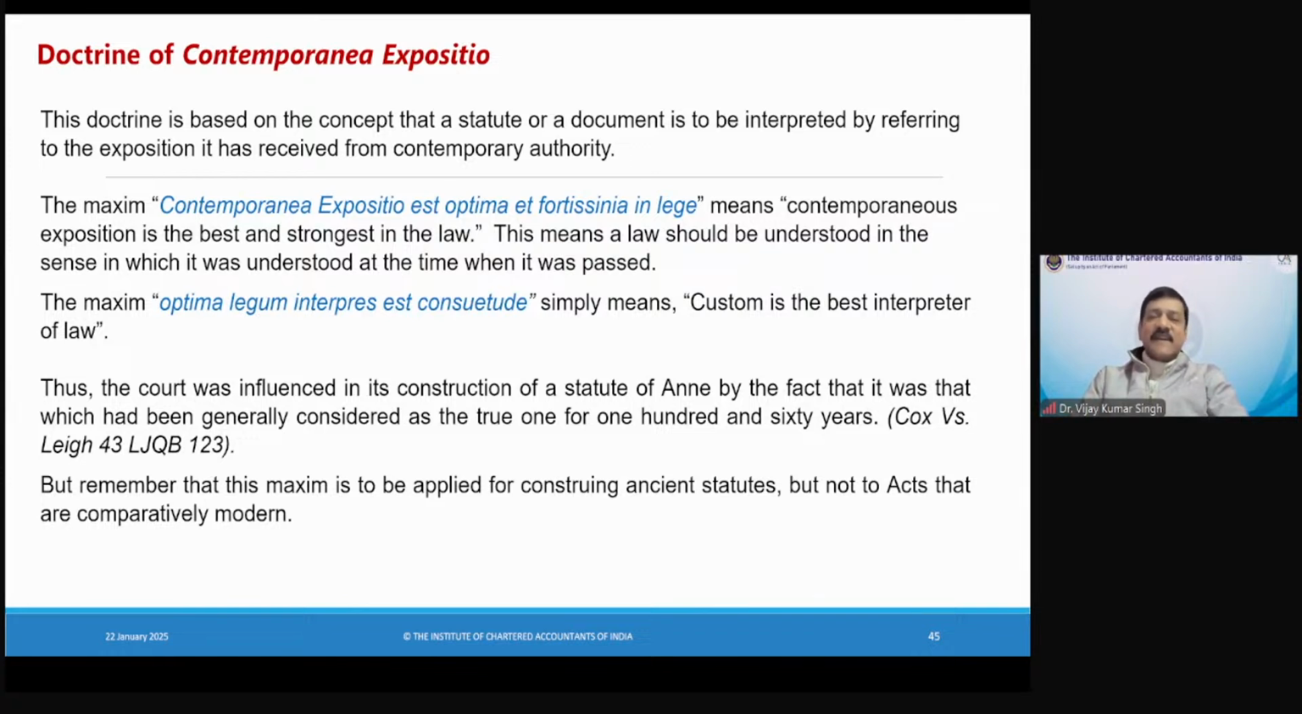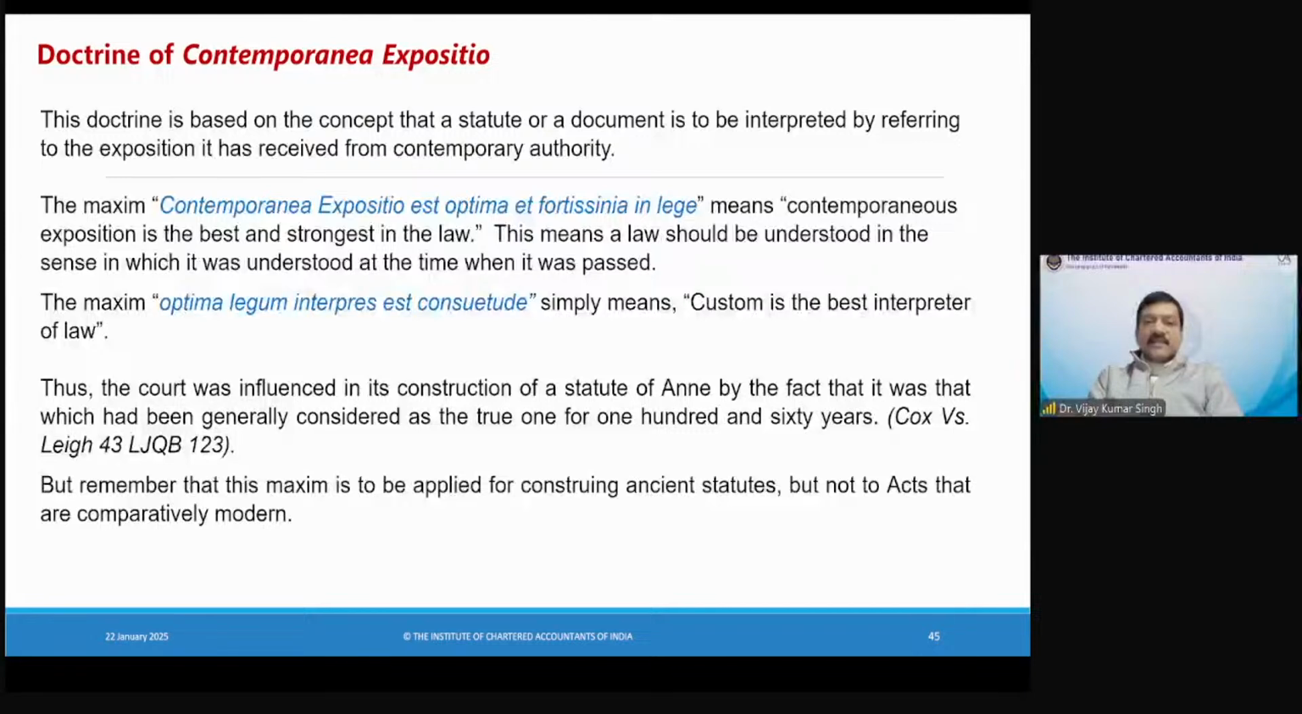To my understanding, this maxim has not very much meaning for you people, but still, since it is mentioned, you have to just remember the meaning of this particular maxim. The maxim basically says that whenever you are reading the law, you have to see that the law is in context. For example, when you are interpreting the Constitution, you go back to the Constituent Assembly debates, you find out what the makers of the Constitution tried to do, why they brought this particular provision. So this is basically contemporanea expositio.